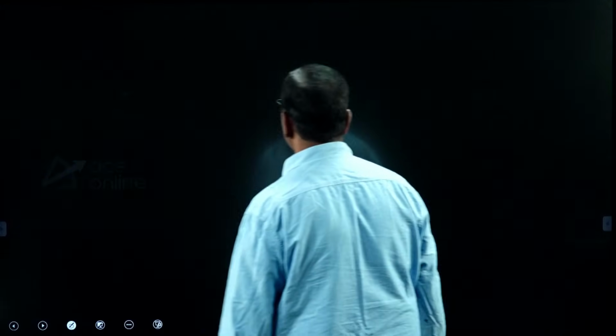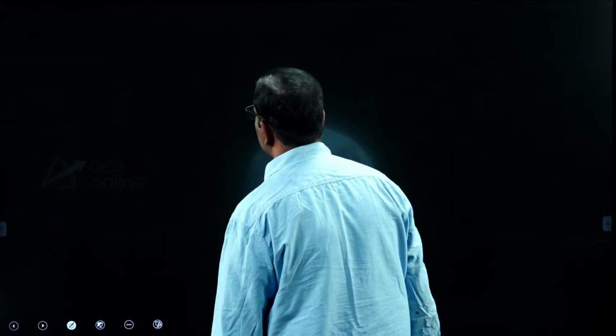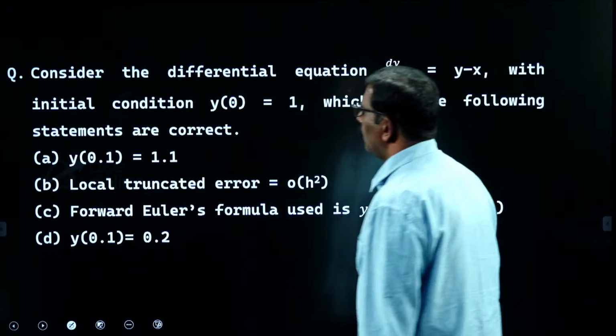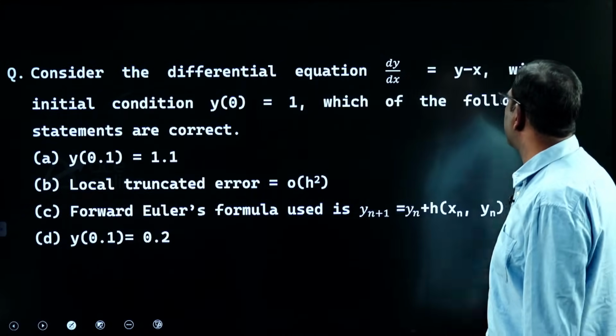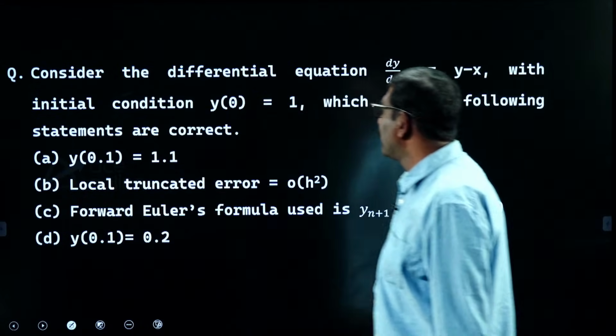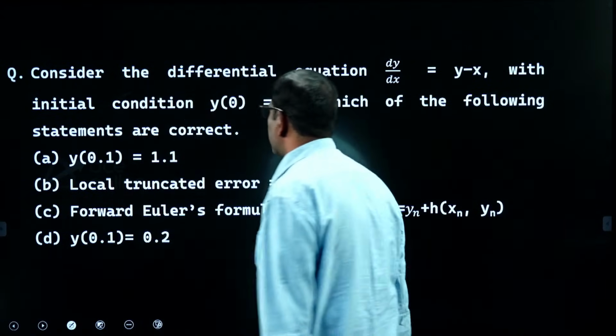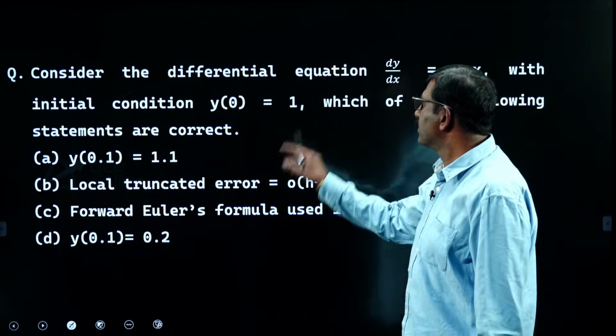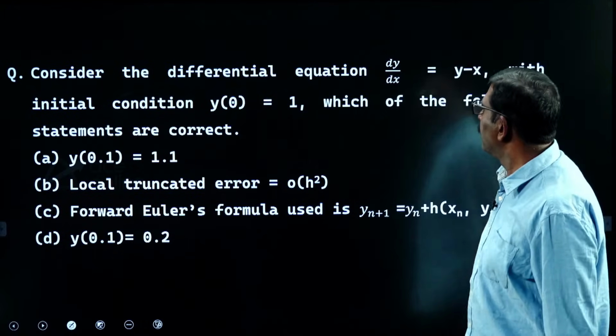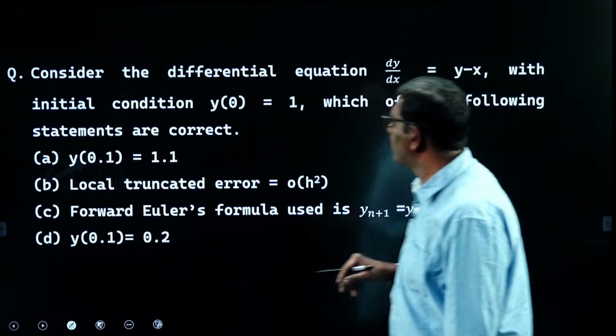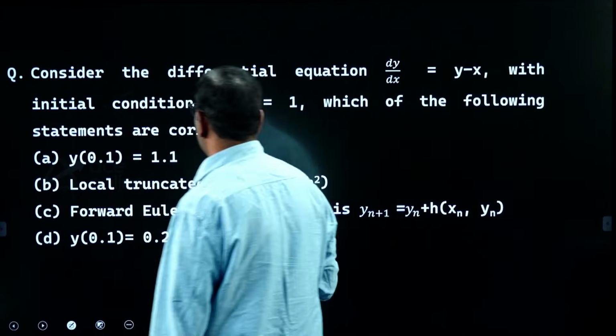Say this. Consider the differential equation dy by dx is equal to y minus x with initial condition y of 0 is equal to 1. Which of the following statements are correct? First, this is a differential equation. Which of the following statements are correct?